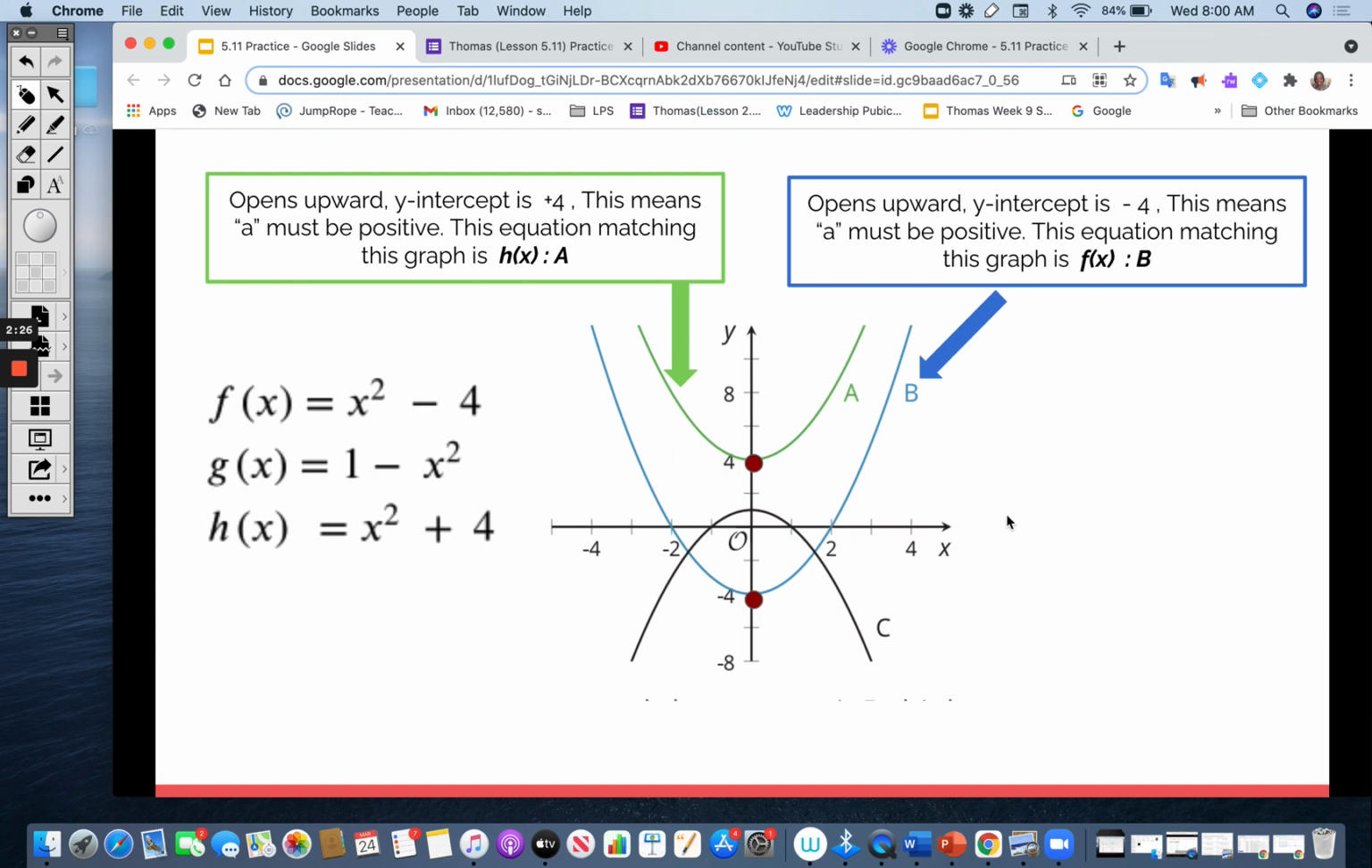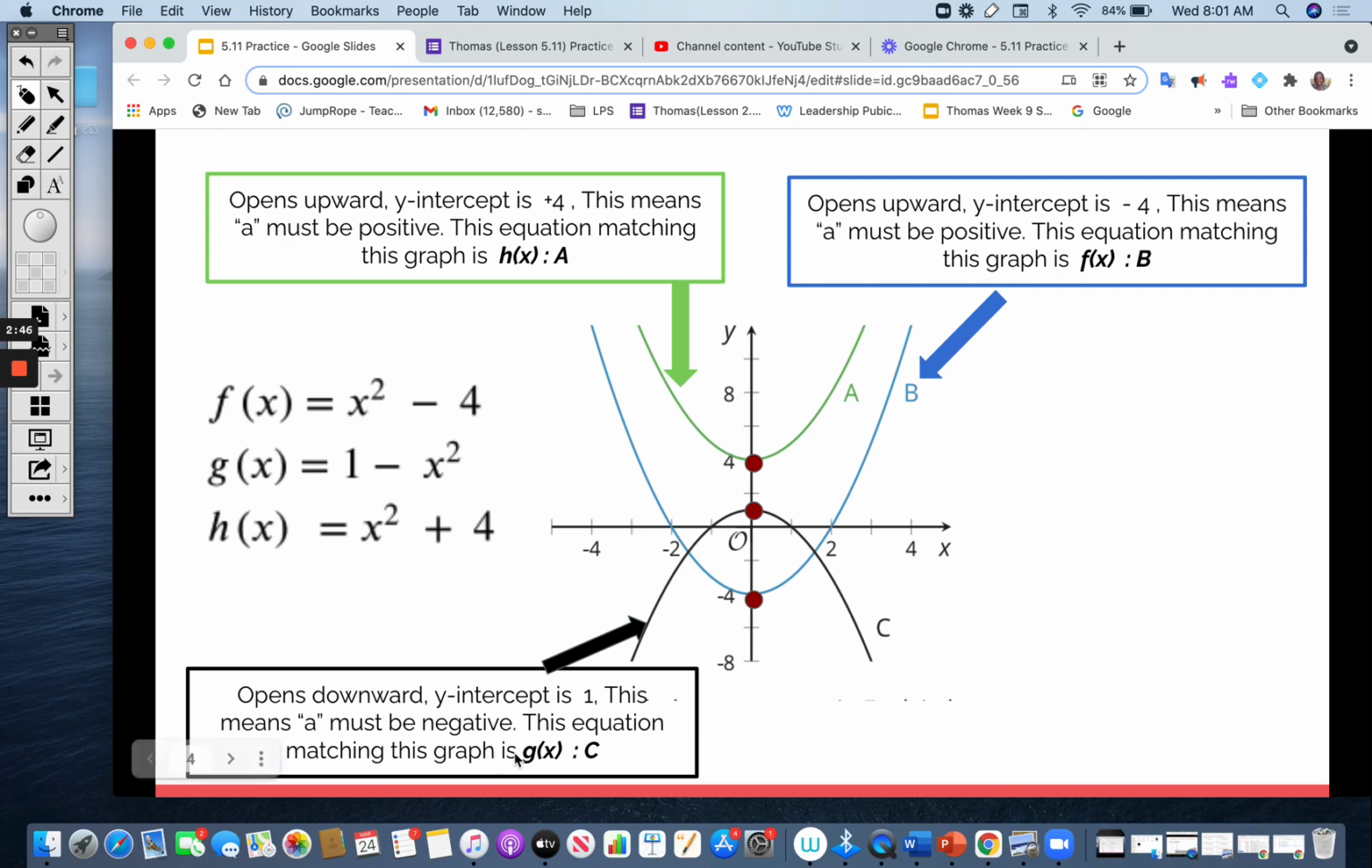And then lastly, when we look at the y-intercept for C, that's occurring at (0, 1), crossing at 1, and that is opening downwards. And the fact that it opens downwards tells us that the a in the equation is going to be negative. So that would have to be matching the function g of x. So it opens downwards, the y-intercept is 1. This means that the a must be negative in the function. So we're seeing a negative x squared, which means a is -1. So that is a graph that matches g of x, which is C.